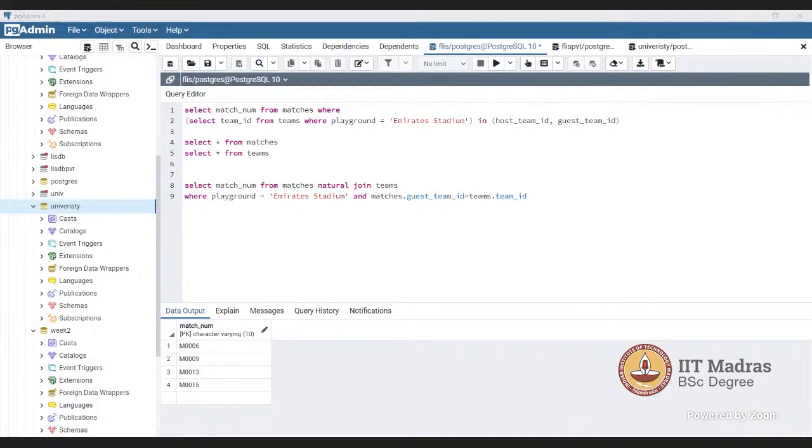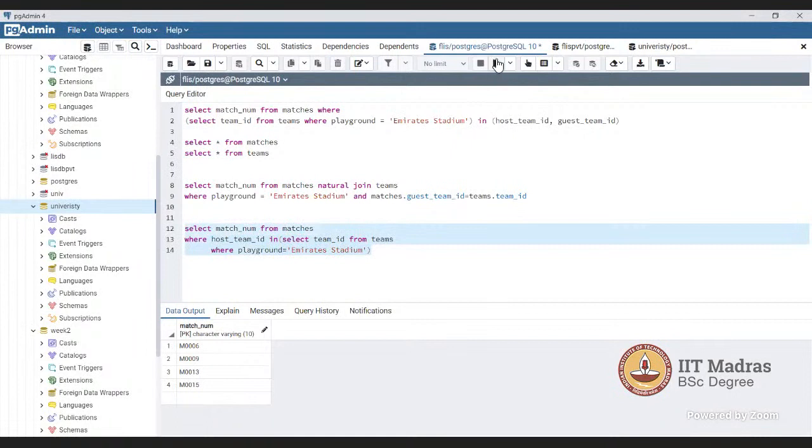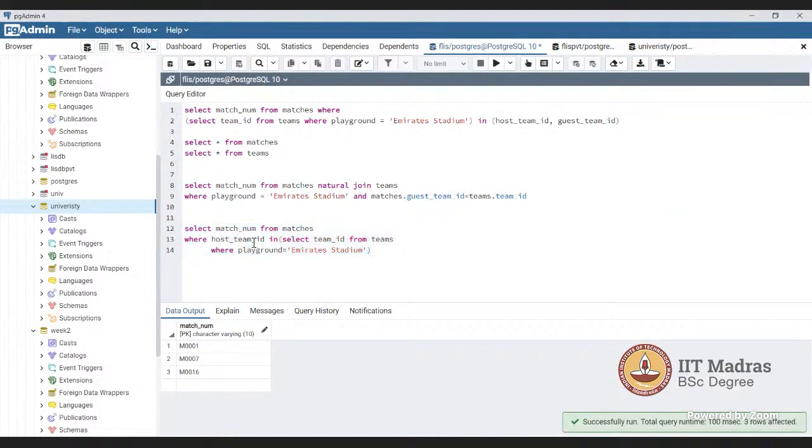The correct query for this will be schema is team name, host team ID. We have not mentioned specifically host team or guest team ID, right? Yes, sir. That's why I have used both in the list. I got it. There's one more query here. Host team ID and select team ID from teams. Here also we are comparing the host team ID, not guest team ID. In the question, we should mention that the host team ID played on that particular ground.